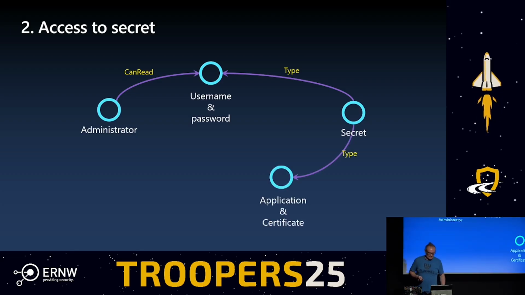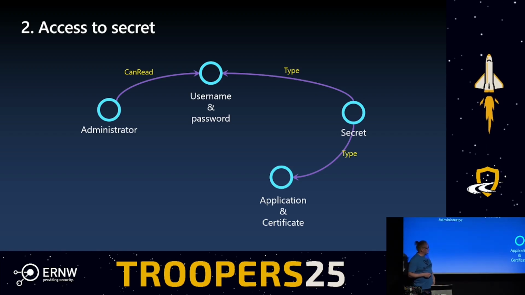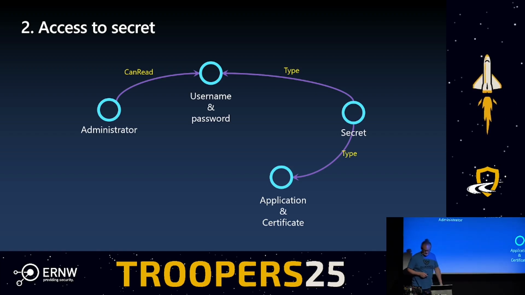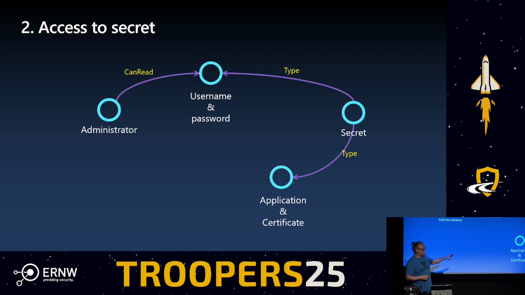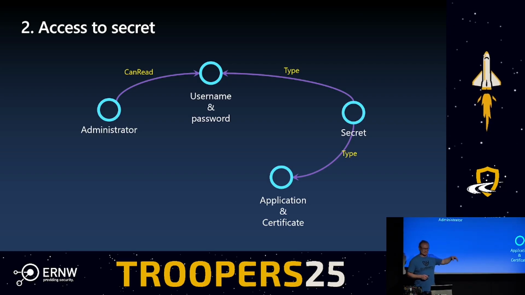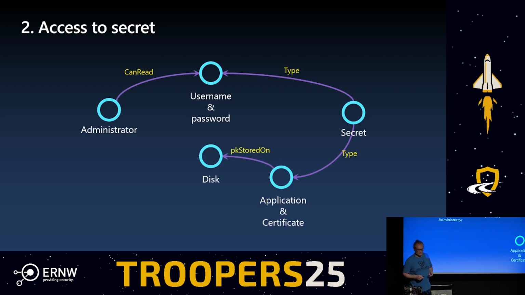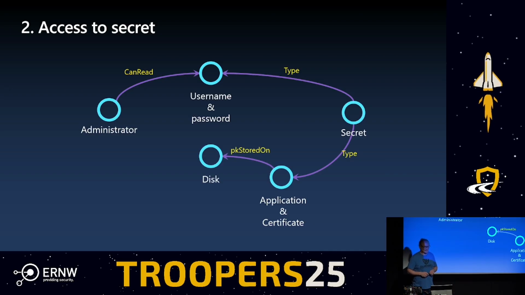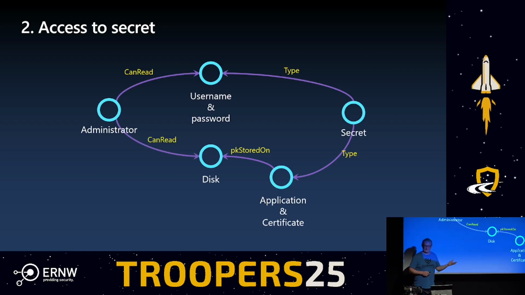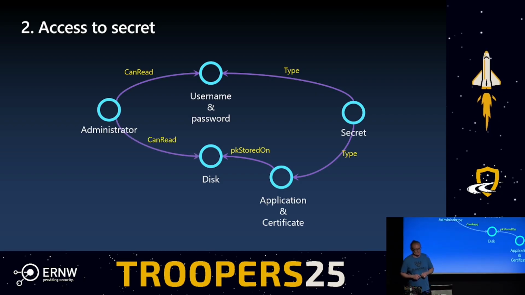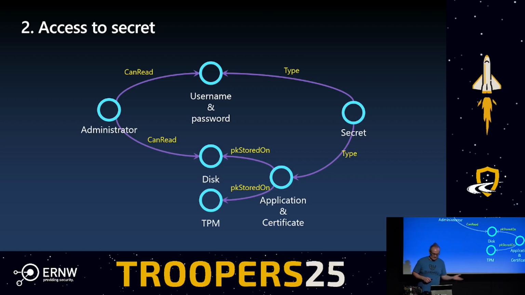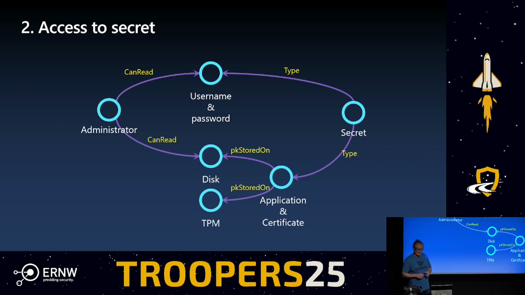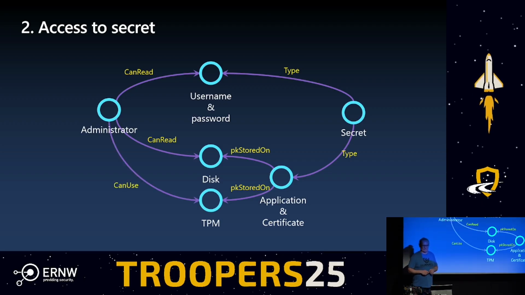Then we also have the application and certificate, which is the modern one. And you also have two options there. Where do you store the private key? If you are running a computer that doesn't have TPM, or Trusted Platform Module, it is stored on disk. And guess what? Admin can read that. But if you store the private key on TPM, admin can only use that.